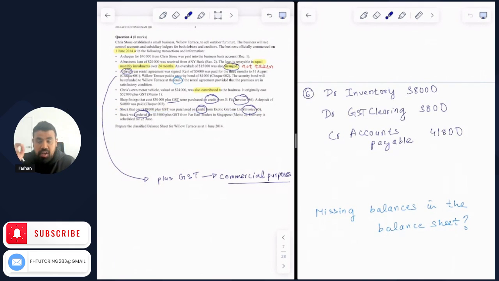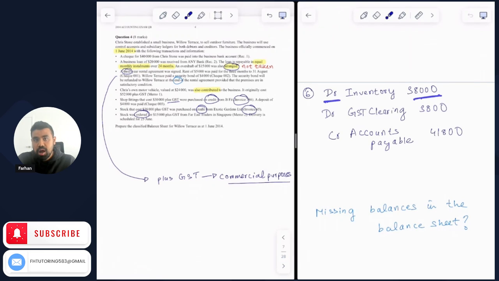When we are purchasing inventory, our assets in the business are going up, mainly the current assets, because inventory is a current asset and we would want to sell this inventory as quickly as possible. So when inventory is increasing, we debit it to reflect an increase in assets, mainly current assets, and we are also supposed to pay GST.